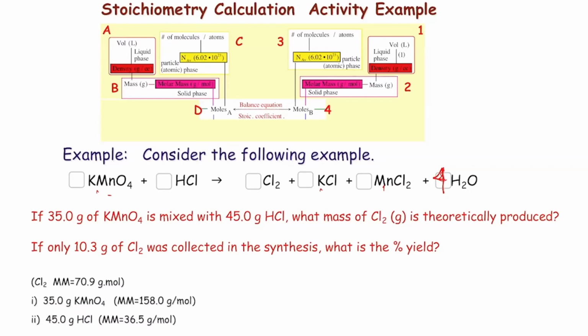Now I look at my hydrogens. I've got 8 hydrogens here, and I only got 1 here, so I need to put 8 right there. So this is 1, this is 1, this is 1 so far. Now look what happens because I save chlorine as the last step. Now I can balance the chlorine without affecting any other atom. That's the trick I want to show you.